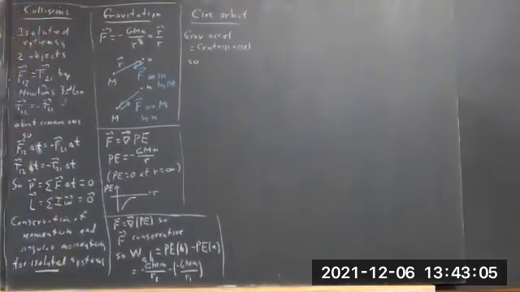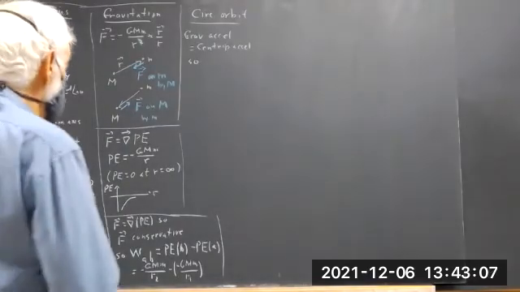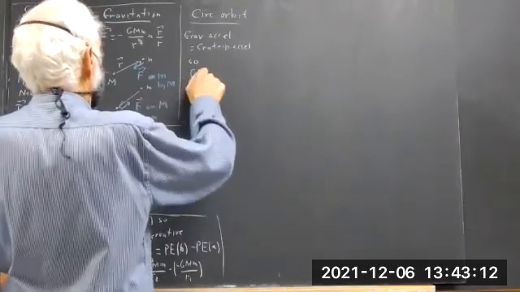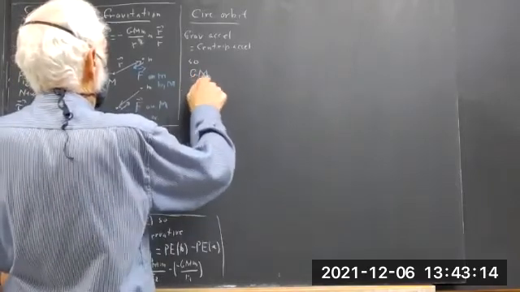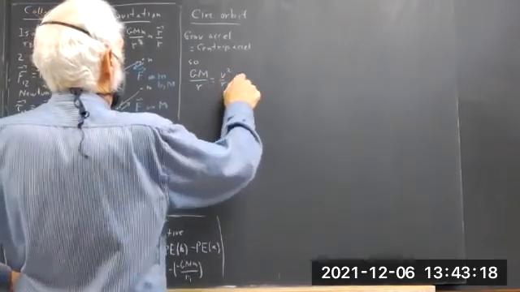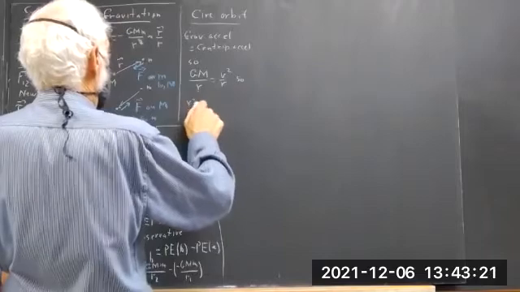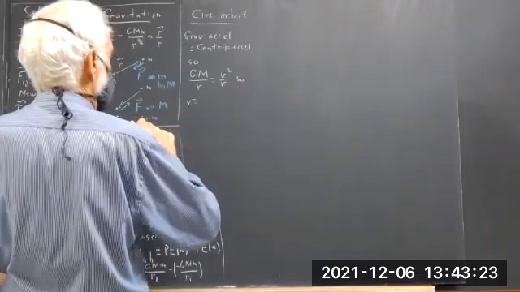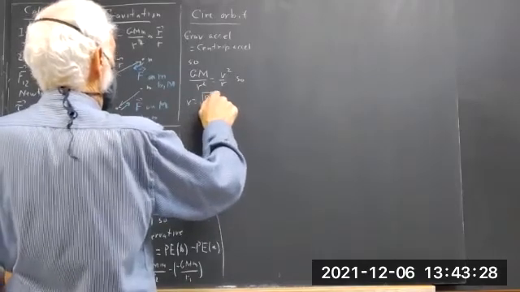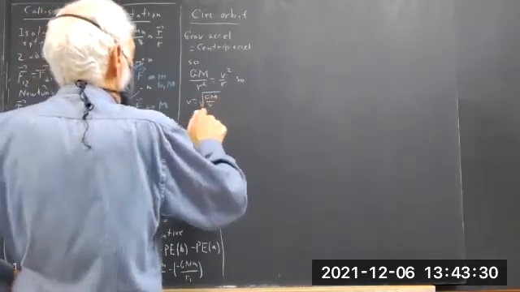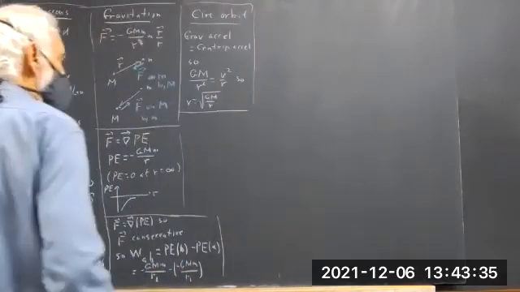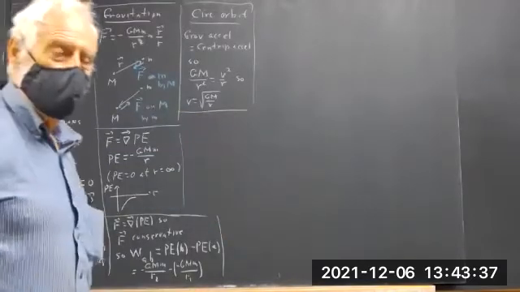Gravitational acceleration equals centripetal acceleration. So your velocity is this. That's all you need to do.